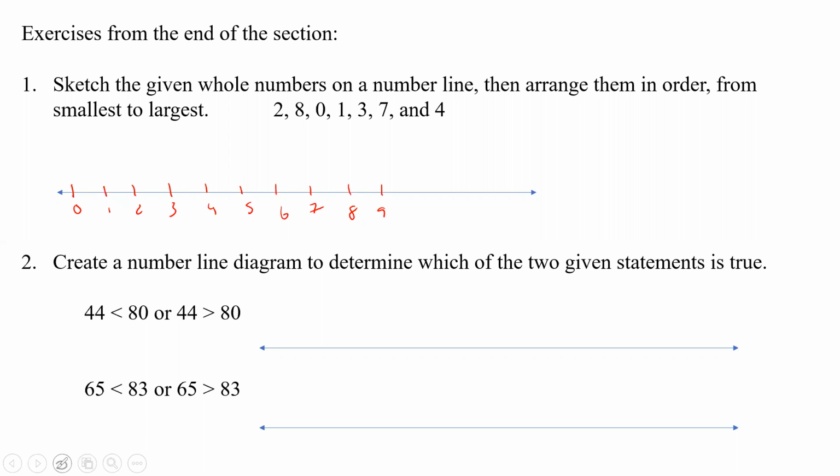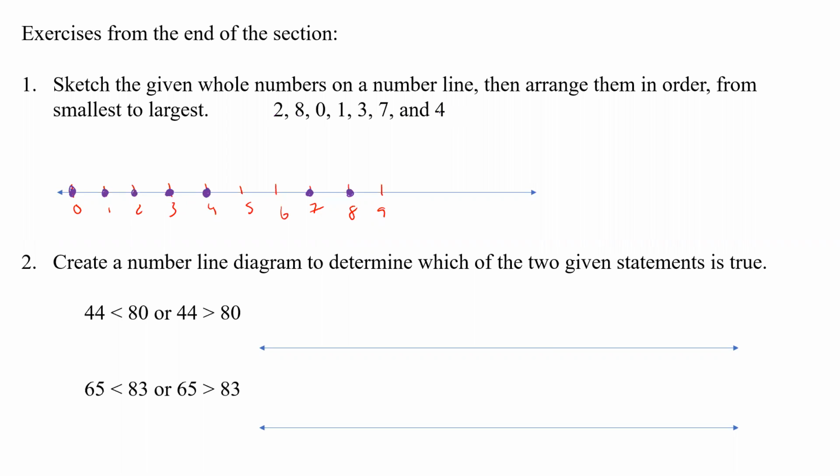and that should be enough. And now what we're going to do is mark each of these points on the graph. And so at 2, we'll put a dot. Then at 8, we'll put a dot. Then at 0, we'll put a dot. And then 1, and then 3, and then 7, and then 4. And so that's the first thing. We drew the number line, we marked off the equal units, and then we put dots at each of these.